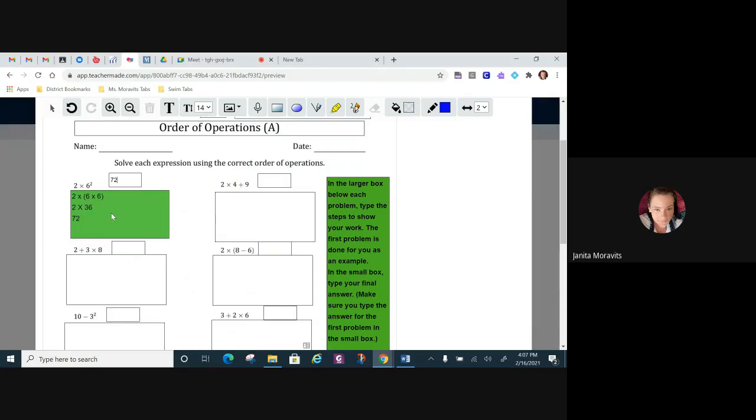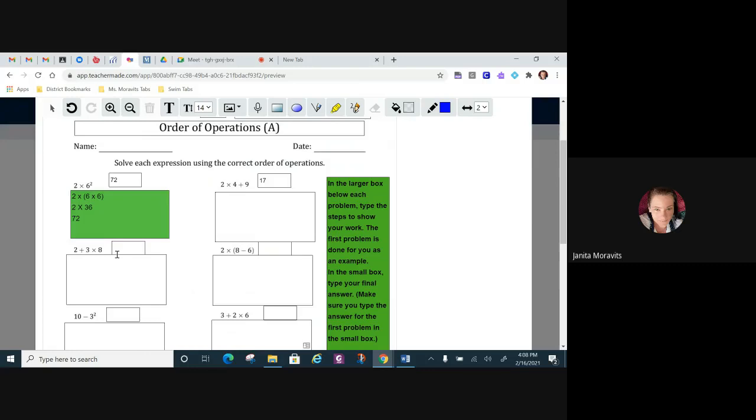All right, let's take a look at this one. Are there any parentheses? Well, no. Are there any exponents? No. So do we have something to multiply? Yes. 2 times 4. 2 times 4 is 8. There's nothing else to multiply or divide, so we're going to add 8 plus 9 and get our 17.